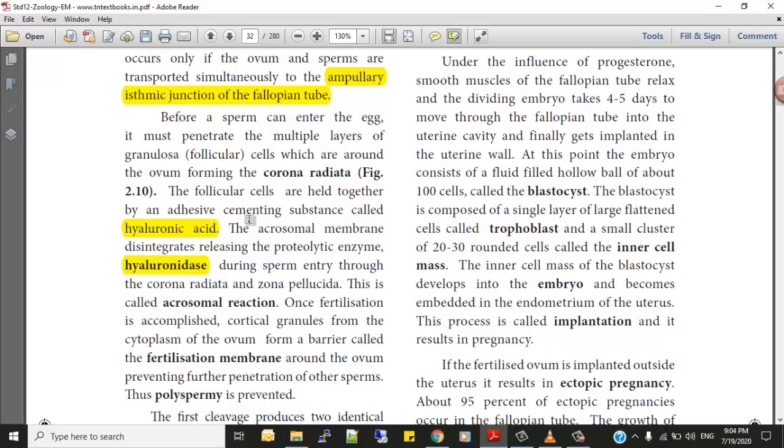Okay, so this will break this adhesive cement during sperm entry through the corona radiata and zona pellucida. This is called as acrosomal reaction.